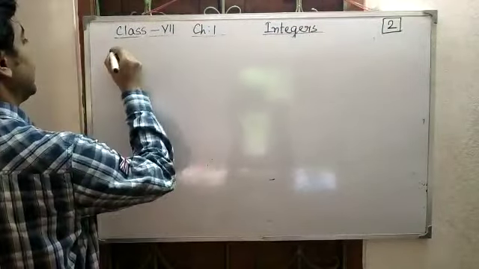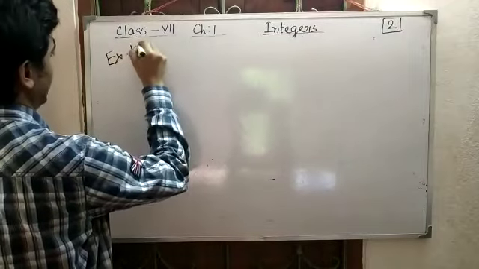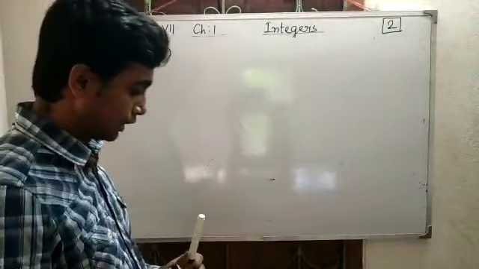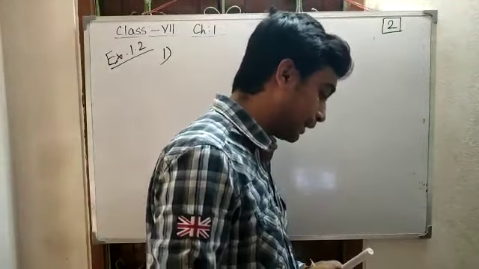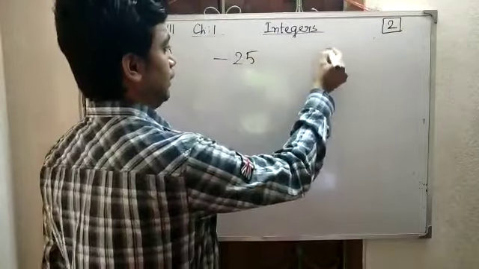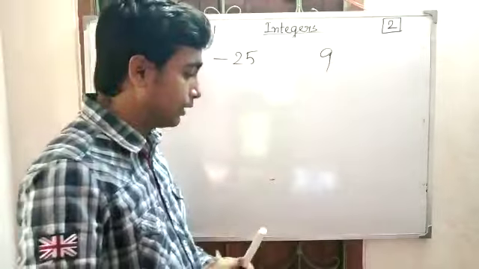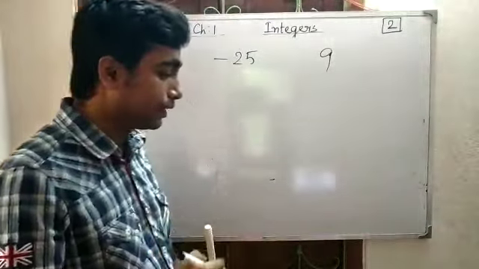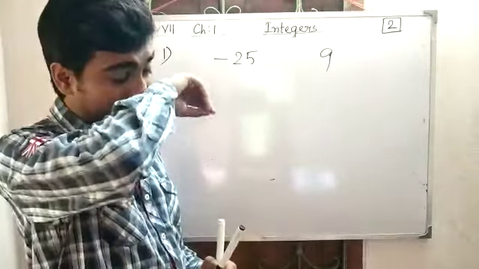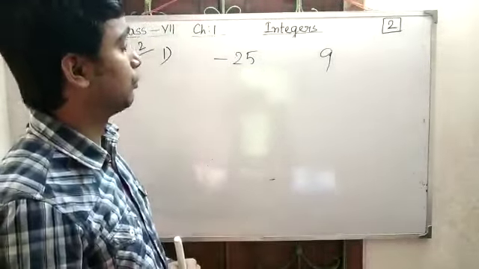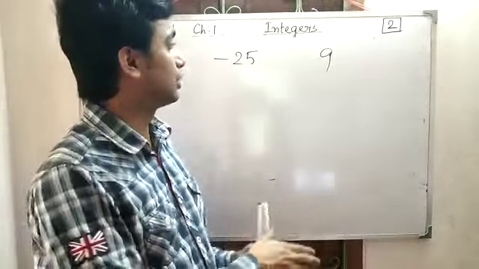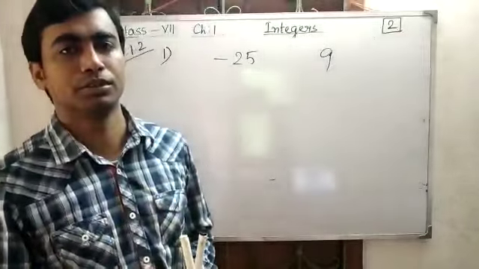So now we are entering in the exercise 1.2. The first question has been given like this: what must be added to minus 25 to get 9? Again I am repeating, what must be added to minus 25 to get 9? So first you have to write the sum. How to write? First you see, suppose the question is given like this: what should be added with 3 to get 5? So what will be the result?